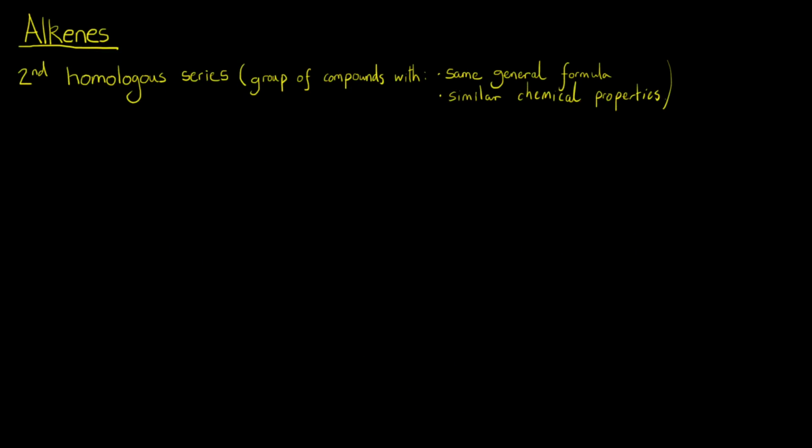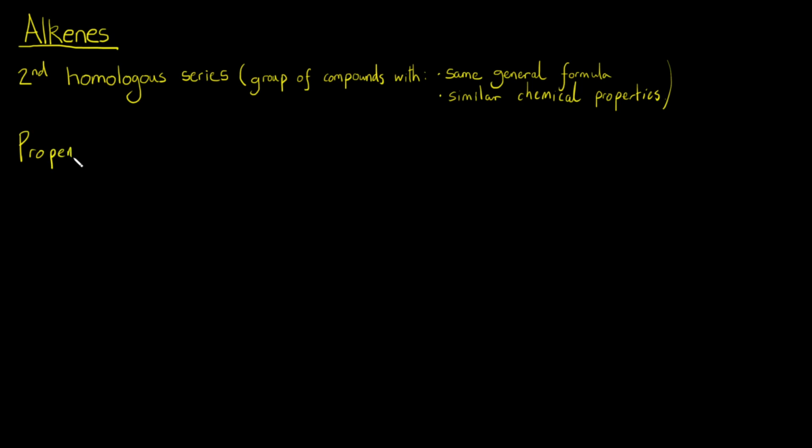This is our second homologous series, and don't forget that the definition of homologous series is important. It's a group of compounds with the same general formula and similar chemical properties. And speaking of general formula, the alkenes' general formula is different from the alkanes' general formula. And we'll have a little look and figure it out in just a second, and we'll see why.